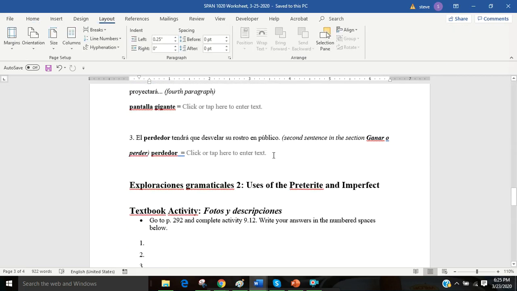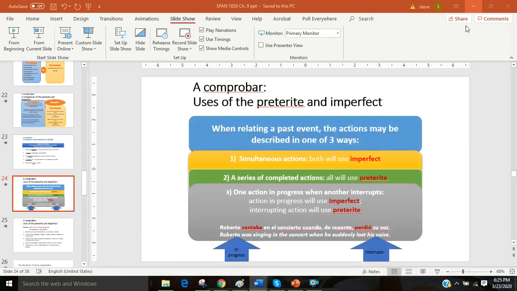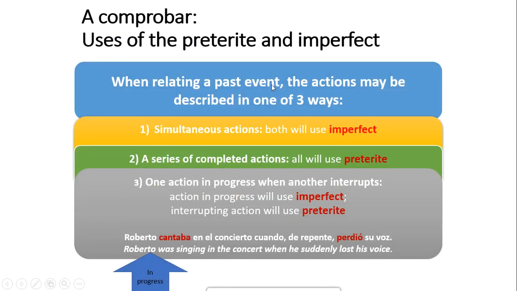Okay, continuing, let's take a look at the uses of the preterite and imperfect. When relating to a past event, the actions can be described in one of 3 ways. Acciones simultáneas. Las dos usan el imperfecto. Una serie de acciones completas. Todas usan el pretérito. Una acción en progreso mientras otra acción interrumpe. La acción en progreso usa el imperfecto.